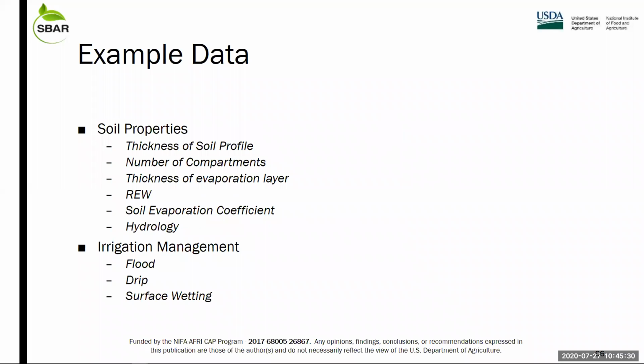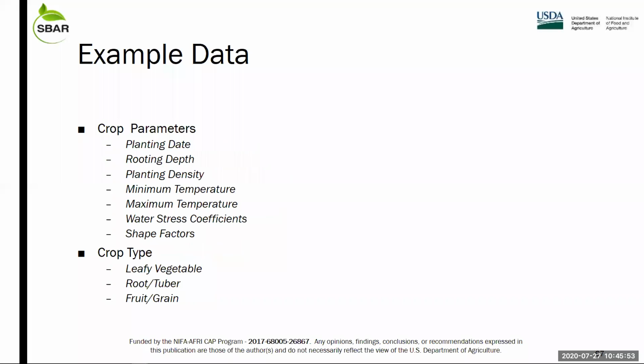So some example data that we put in the model include things like the soil properties, things that you can't really change a whole lot, like hydrology, soil coefficients, and thickness of layers and all that. And irrigation management. So in the model, you can specify percentages of flood and drip and how much of the surface is wet. Next. Next slide. There you go.